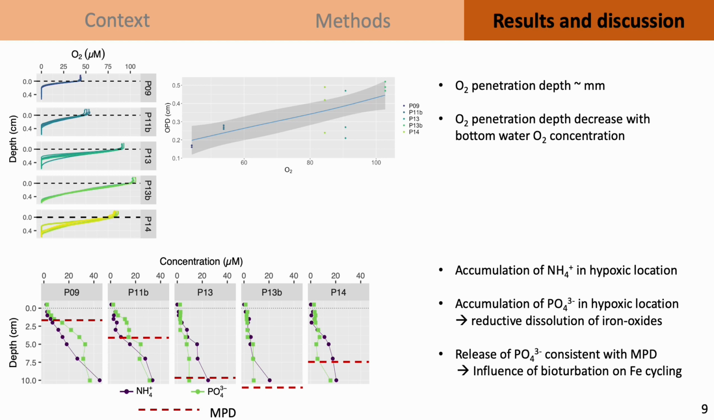Interestingly, the depth at which phosphates start to be released in pore water is consistent with the maximum penetration depth of benthic organisms, suggesting here an influence of bioturbation and iron cycling, and more particularly the production of iron oxide, which could play a role of oxidative barrier in the sediment column. This barrier can buffer the production of reduced solutes and avoid their release into the water column.